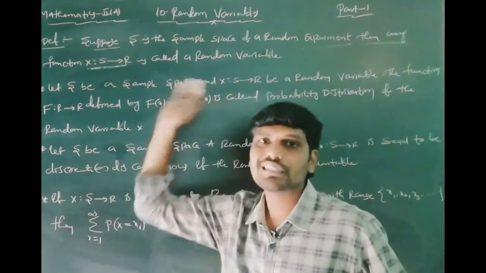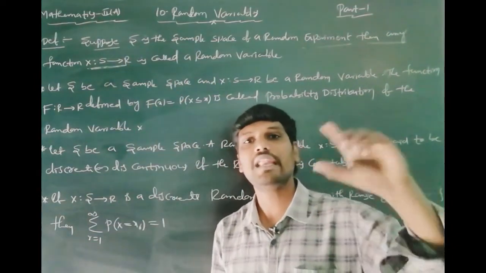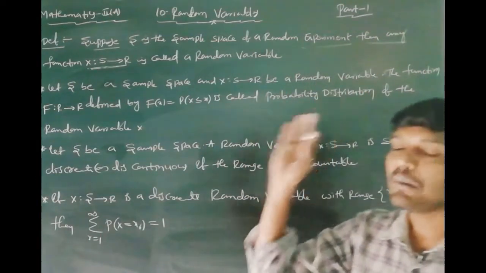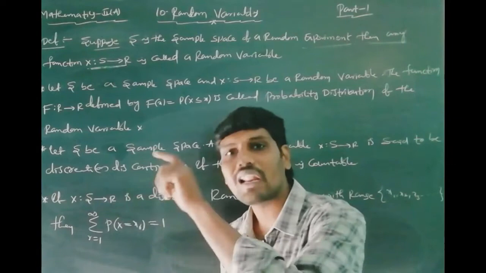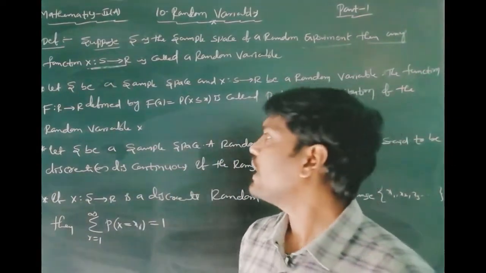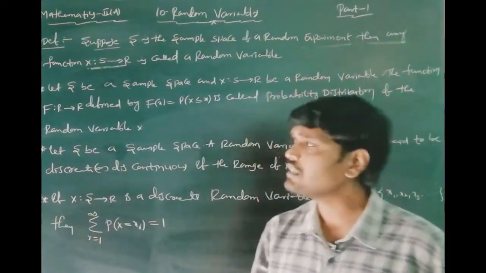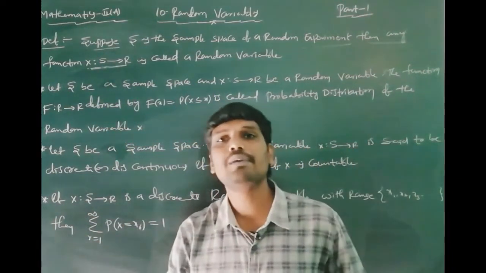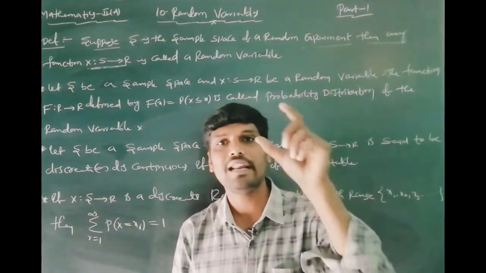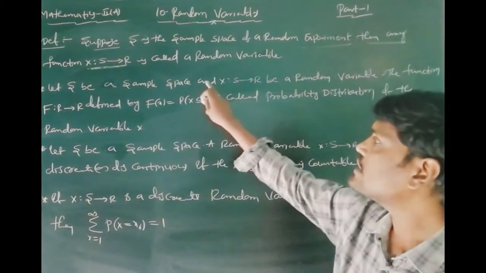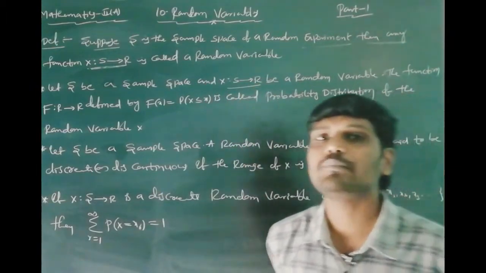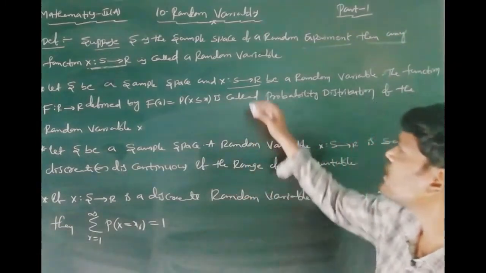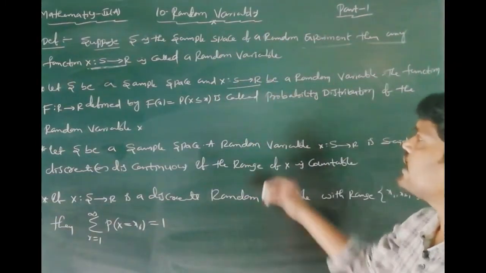Here, suppose S is the sample space of any one random experiment. In this random experiment, the function X from S to R is called a random variable. Next, the second definition. Let S be a sample space. Once again, capital S is a sample space in a random experiment, and X, a mapping from S to R, is a random variable, as you know by the definition of a random variable.